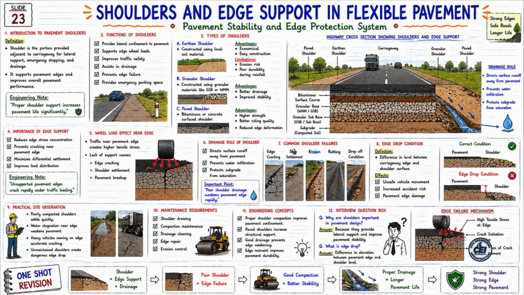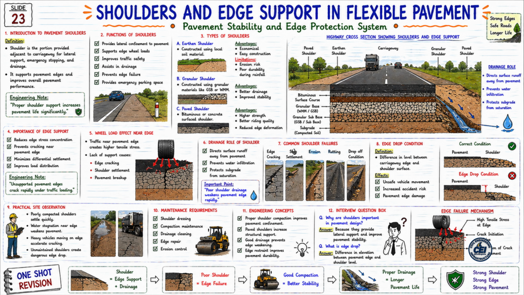Now let's look at the right side highway cross section. Here shoulders on both sides of the carriageway are shown. The pavement layers are shown above: bituminous surface course, granular base, granular sub-base, and subgrade. Now the right side drainage role is also shown. Shoulder runoff directs water away from the pavement, prevents water infiltration, and protects the subgrade from saturation.